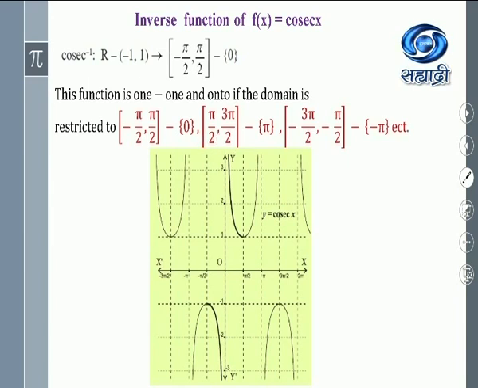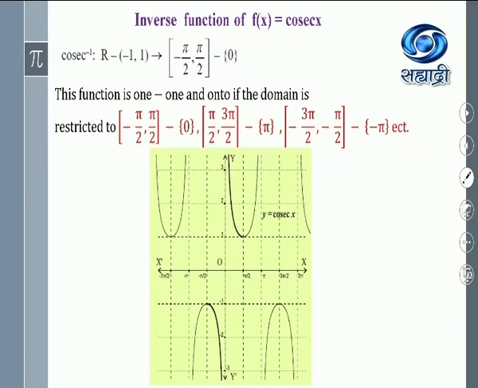Now π/2 to 3π/2. Look at π/2 to 3π/2, this is the interval. From that we'll have to exclude π. See, this is the value π on the x-axis. Here on this line the graph never touches. Therefore, there is no corresponding value of y. Therefore, we discard that value.